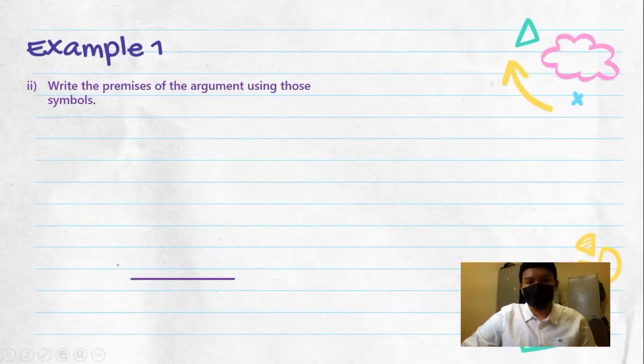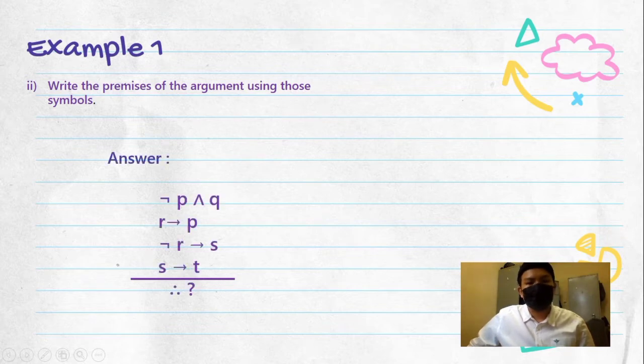So let's do question 2. Question 2 asks us to write the premises of the argument by using the symbols that we wrote in question 1. What we need to do is read the arguments one by one and transform them into symbols.